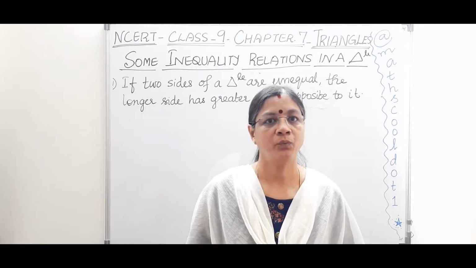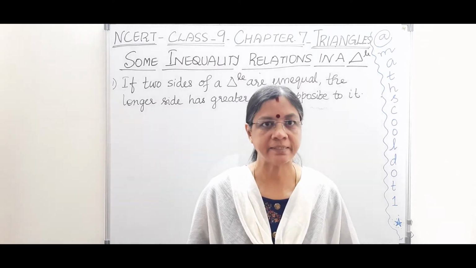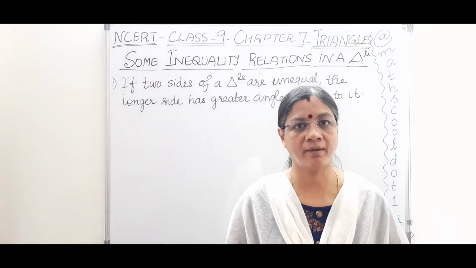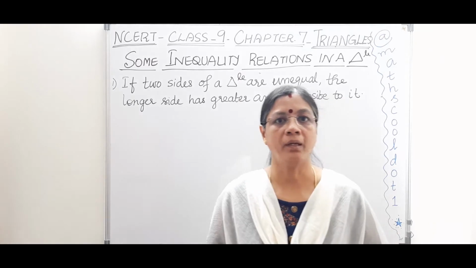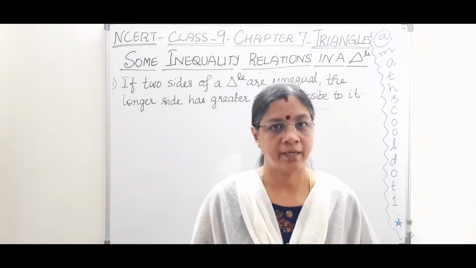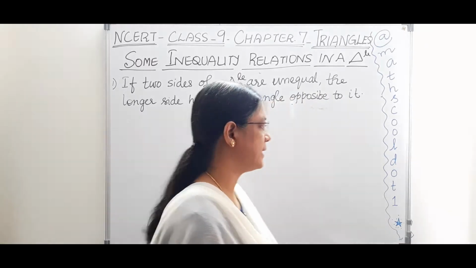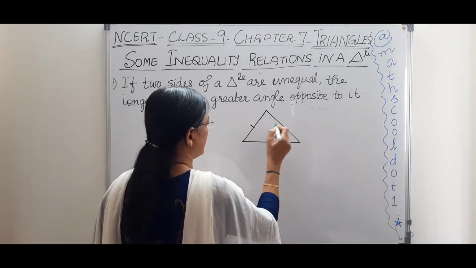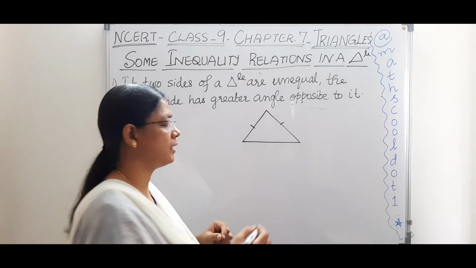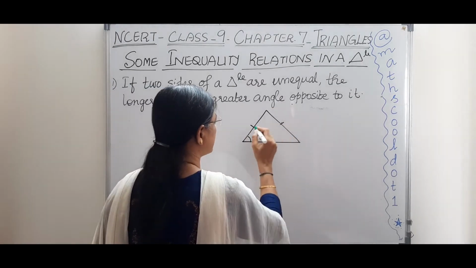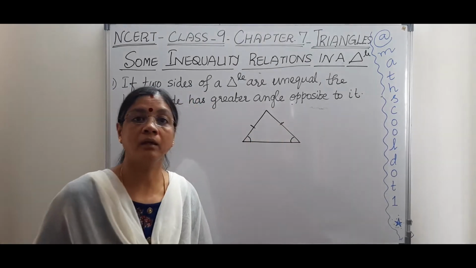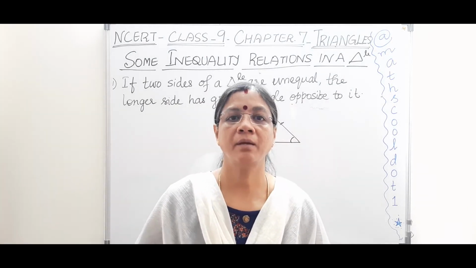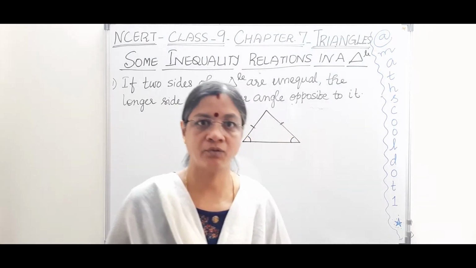We are continuing with chapter 7, Triangles, and today we are going to see some inequality relations in a triangle. So what do we mean by inequality? Let's take an example. We have already seen that in a triangle, if two sides are equal, the angles opposite to them are equal. So we have studied theorems which state some equality relations in a triangle.